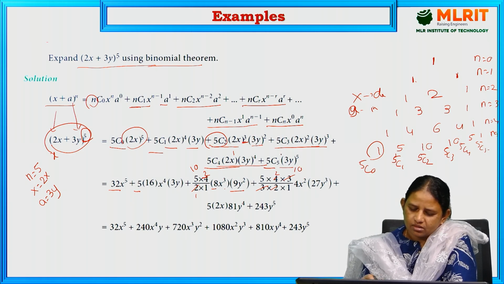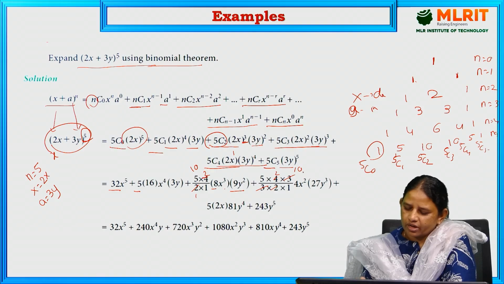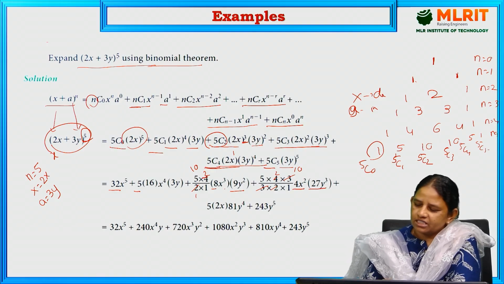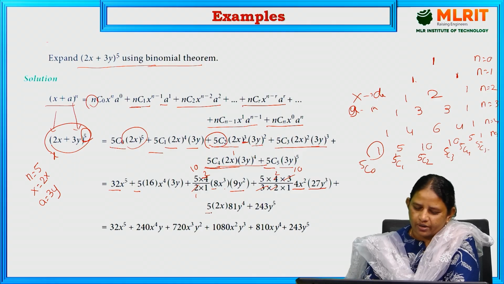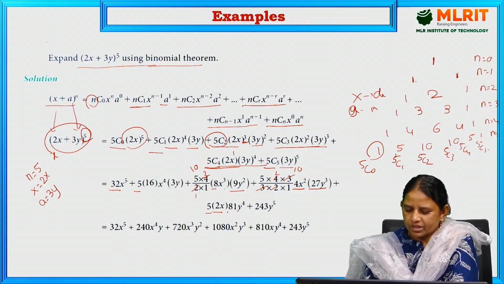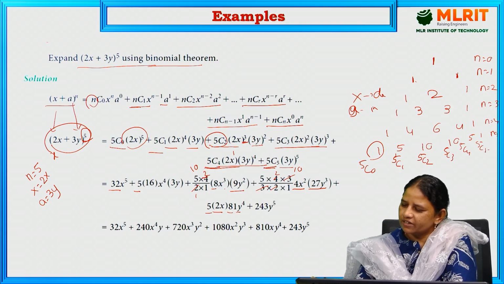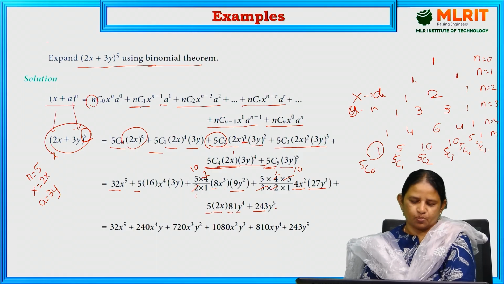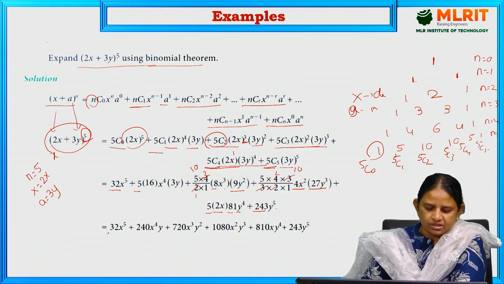Then after that the third one is 2 square means 4x square, 3 cube means 27 y cube. 5c4. 5c4 is 5, 2x is 1, 3 power 4 means 81 y to the power of 4. Next 5c5. 5c5 value is 1, 3 to the power of 5 value is 243 into y to the power of 5. So these are the terms in the expansion.